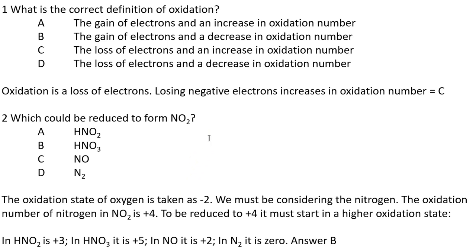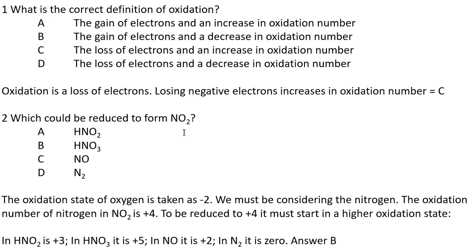Questions to end. What's the correct definition of oxidation? Well, reduction is the gain of electrons leading to a reduction in charge. Oxidation is the loss of electrons and an increase in oxidation number, that's C.